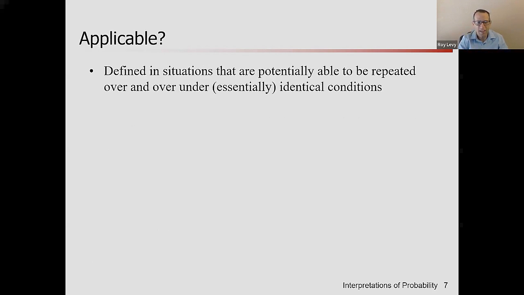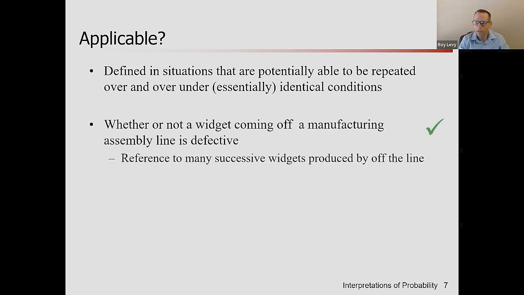I like to ask myself, can I use probability in this way in different circumstances? Can I talk about the probability of whether a widget coming off the manufacturing assembly line is defective? Well, I need to be able to refer to a long-run, repeated set of observations that are the same thing repeated over and over, or that are essentially identical. So where is the long-run set of observations? It's the many products coming off the manufacturing line. Yeah, I feel good about talking about probability in this way, in this situation.